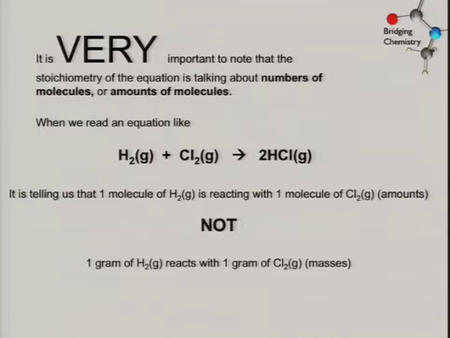Right? So we do not read that equation and read it as 1 gram of H2 reacts with 1 gram of Cl2. Right? Even though, as we'll see, this is typically the way you would go about doing a reaction if you wanted to do it in the lab. You'd weigh stuff out. The stoichiometric coefficients are not talking about masses. They're talking about amounts, or if you like, numbers of molecules.